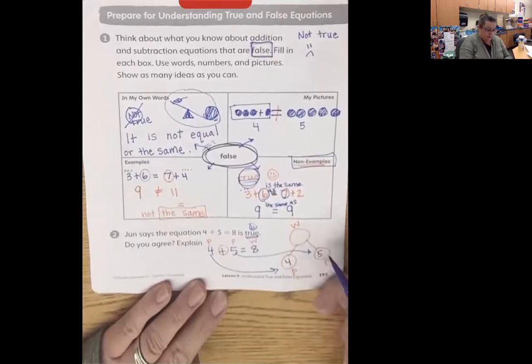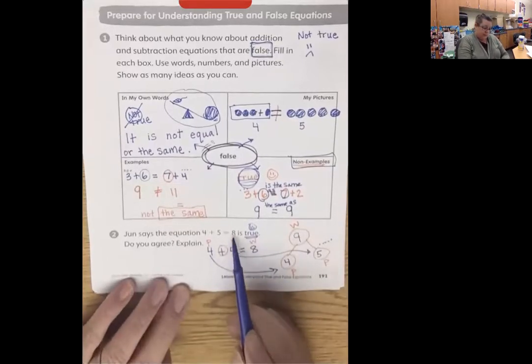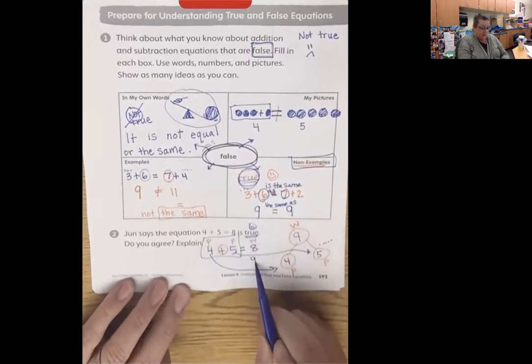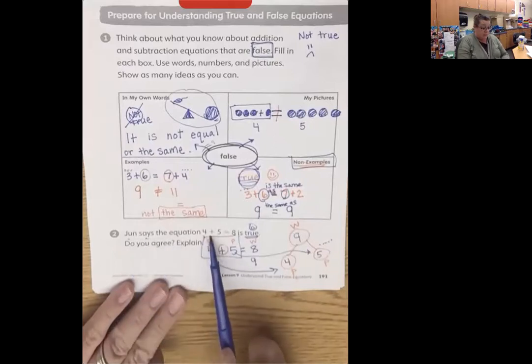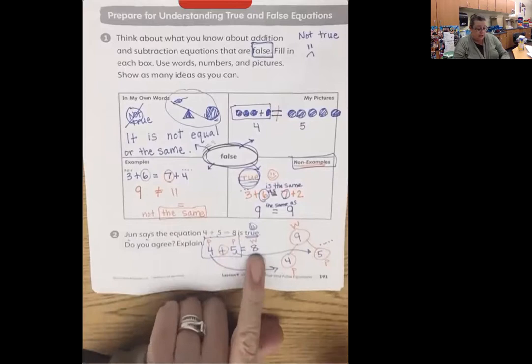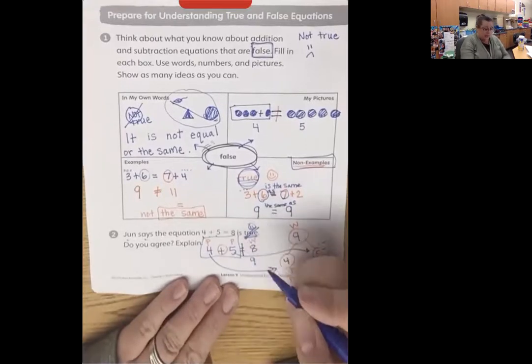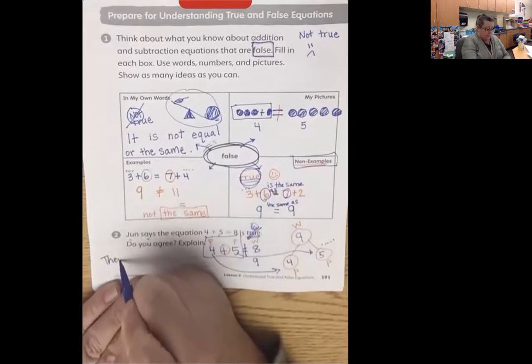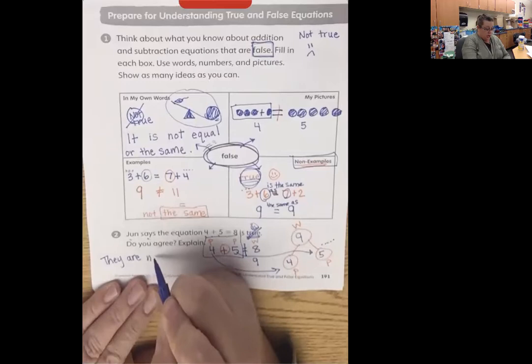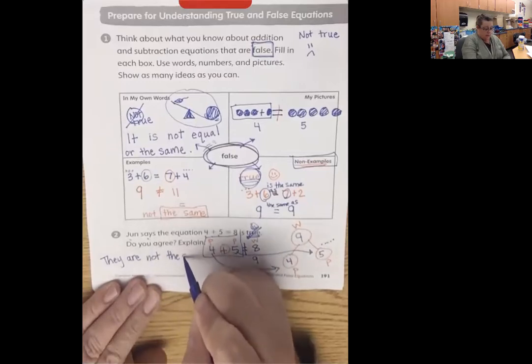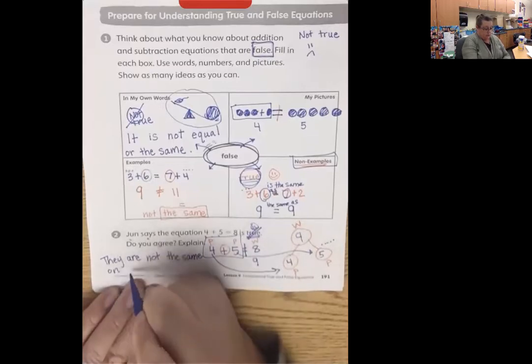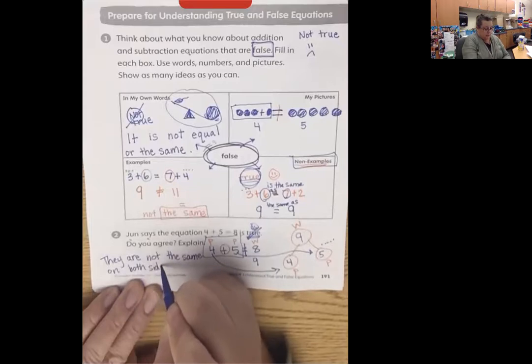The total is, we have 4 and 5 more, 4, 5, 6, 7, 8, 9. 9 is the total. 4 plus 5 equals 9. Now, June said that 4 plus 5 equals 8. Does 4 plus 5 equal 8? No, it is not true. It is not equal. They are not the same on both sides. Period.